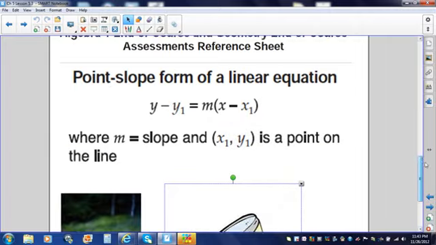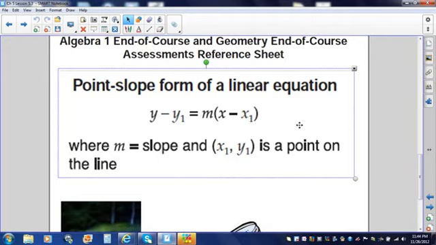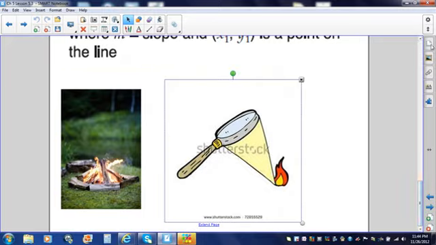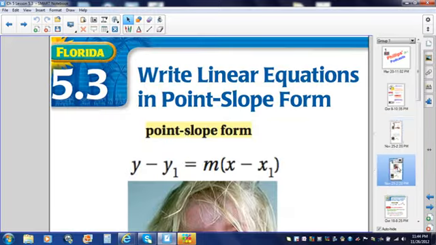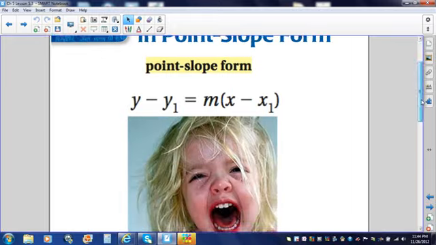So for today's lesson, we're going to talk about point slope form. That is y minus y1 equals m parentheses x minus x1. That's going to be our magnifying glass way to start a fire. So if you would, please write down in your spiral. This is going to be lesson 5.3. We're going to write linear equations in point slope form. Please write in your spiral.